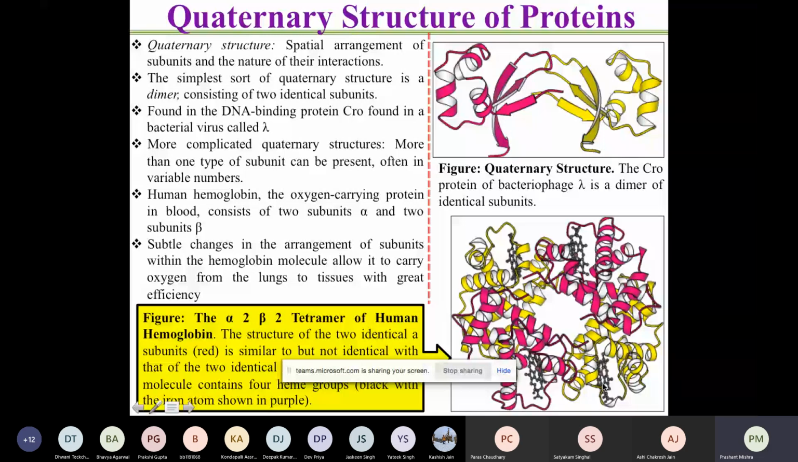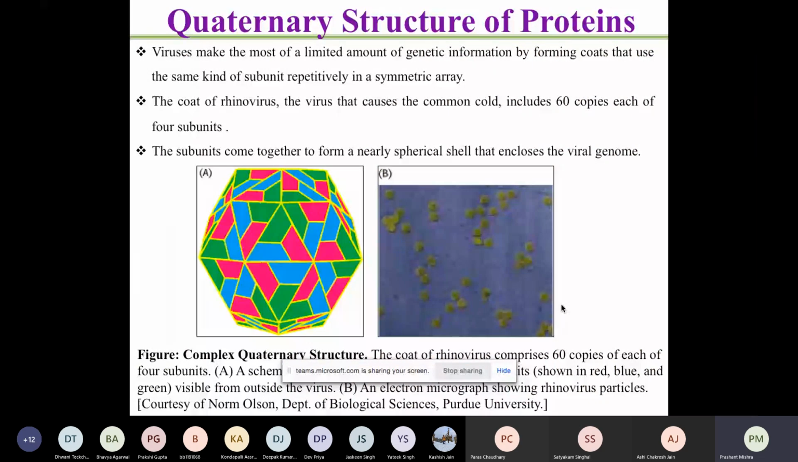Now, heme groups are arranged with this. So there are four subunits, two are similar, another two are similar, and that is where we call it a tetramer. So two alpha, two beta subunits giving a tetrameric structure. Now, can we have more than four subunits?